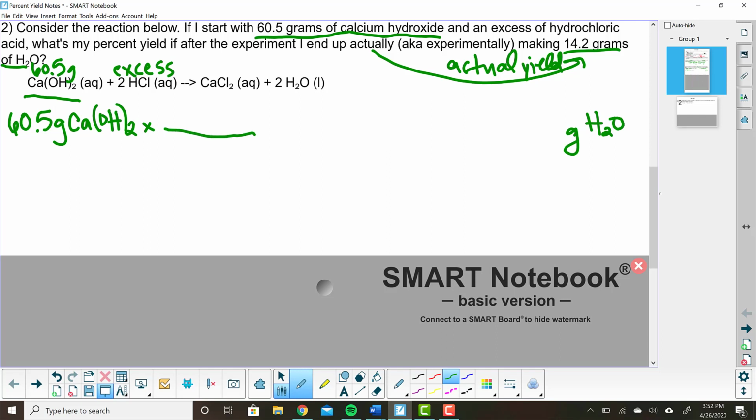Remember, anytime you have to change substances, so going from calcium hydroxide to water, I'm changing substances, you need to use a molar ratio. And as the name implies, you cannot use a molar ratio without being in moles. So I need to convert this grams of calcium hydroxide into moles of calcium hydroxide.